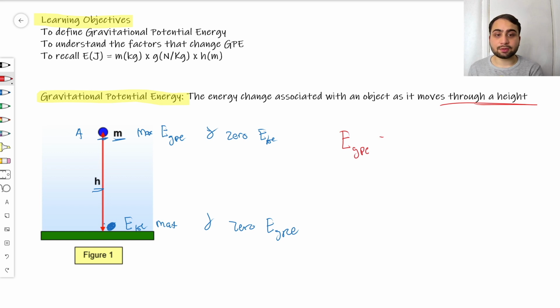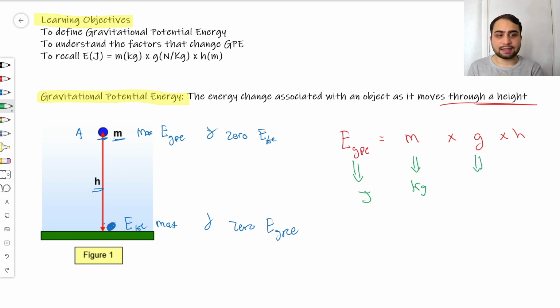Sometimes you might even just hear it called simply potential energy. Either way, it means the same thing. It is equal to m multiplied by g multiplied by h. Now let's have a look at all of our units. So again, energy, as always, in joules. Mass, again, standard unit, kilograms.